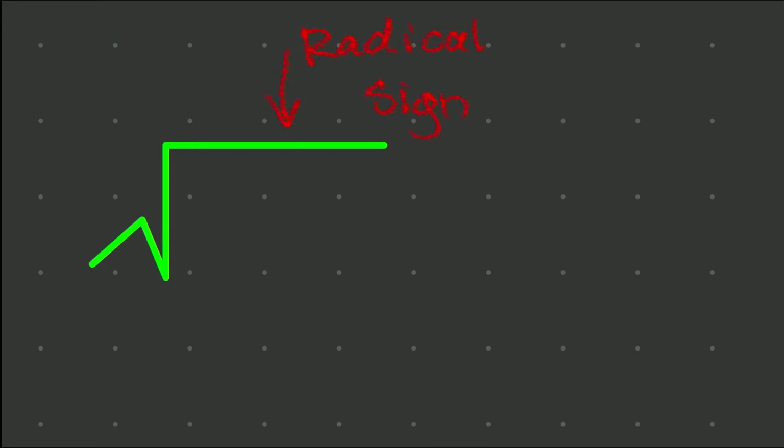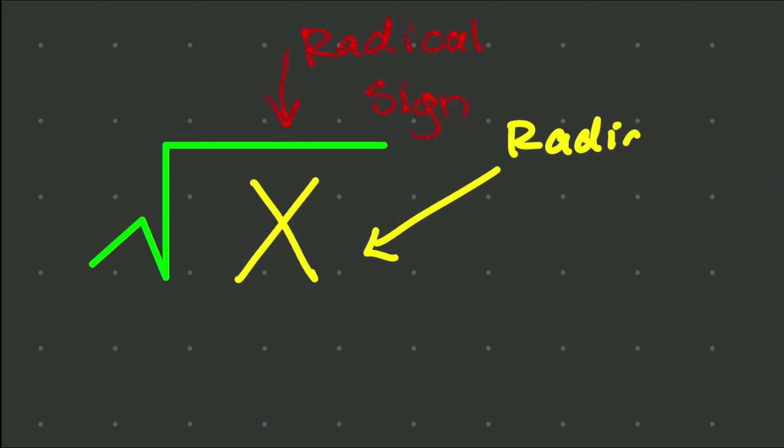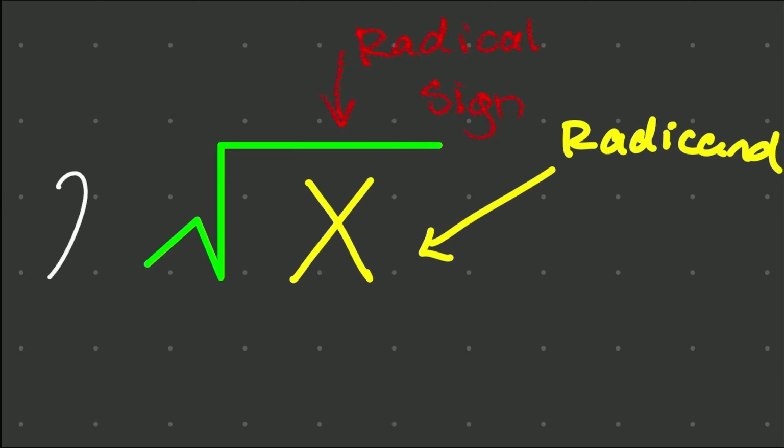Whatever's inside of our radical sign is going to be called the radicand. Whatever number's in front of our radical sign, in this case, let's say it's a 2, is going to be our coefficient.